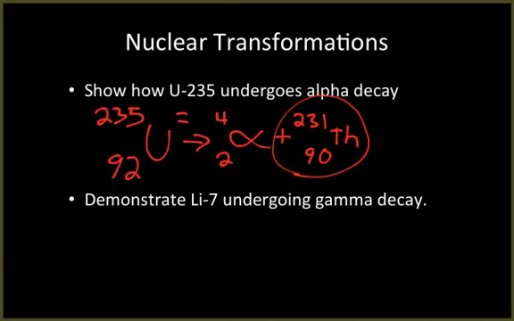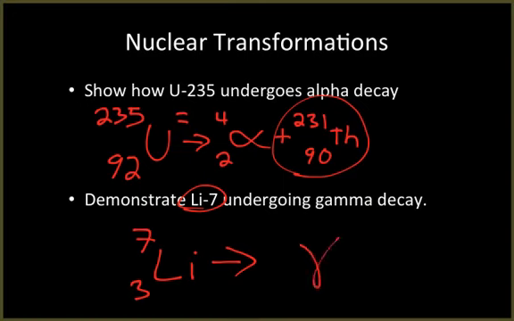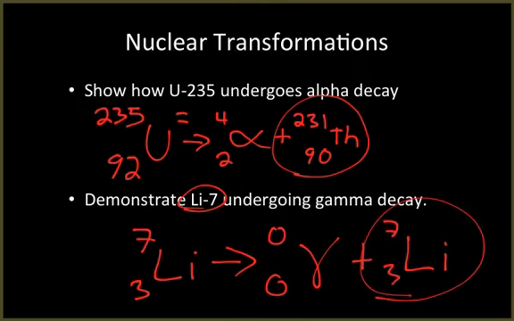Last one. It asked you to demonstrate lithium-7 undergoing gamma decay. So let's start off by writing out lithium-7. So Li-7. And the atomic number is 3. And in case you don't know, gamma looks kind of like a Y almost. But if you remember from our notes, there's no change with this. So you're going to write the exact same thing you started with. And that's your answer. Okay?